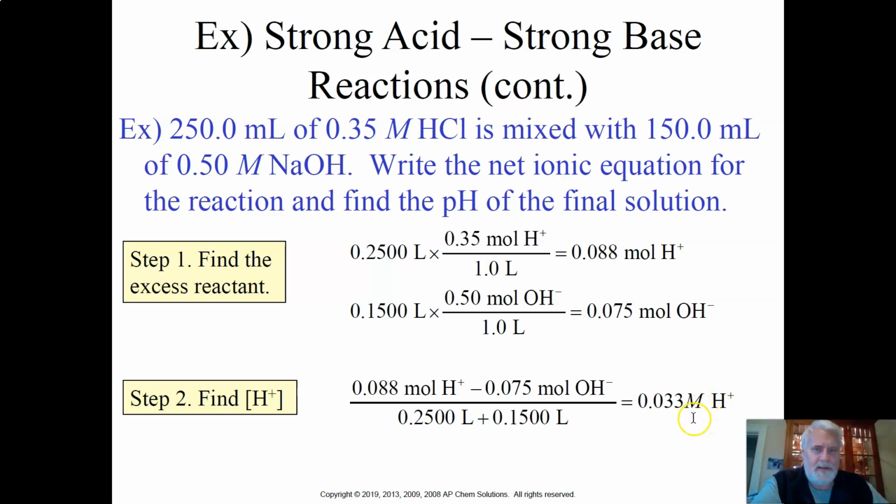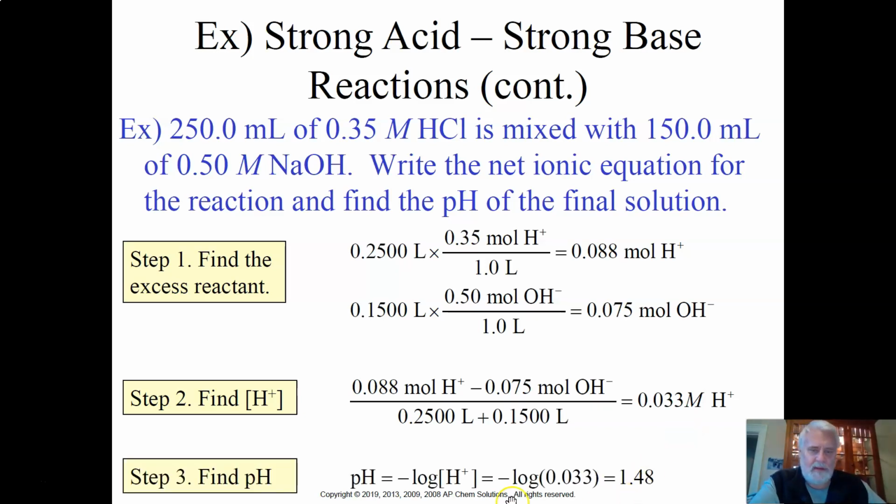Okay, so we're getting there because we got our equation written. We did this simple math to find out which one was in excess. And now, since we have the hydrogen ion concentration, we can do the last step, which of course, negative log of the hydrogen ion concentration is equal to the pH of 1.48, 2 sig figs in the answer for the pH.